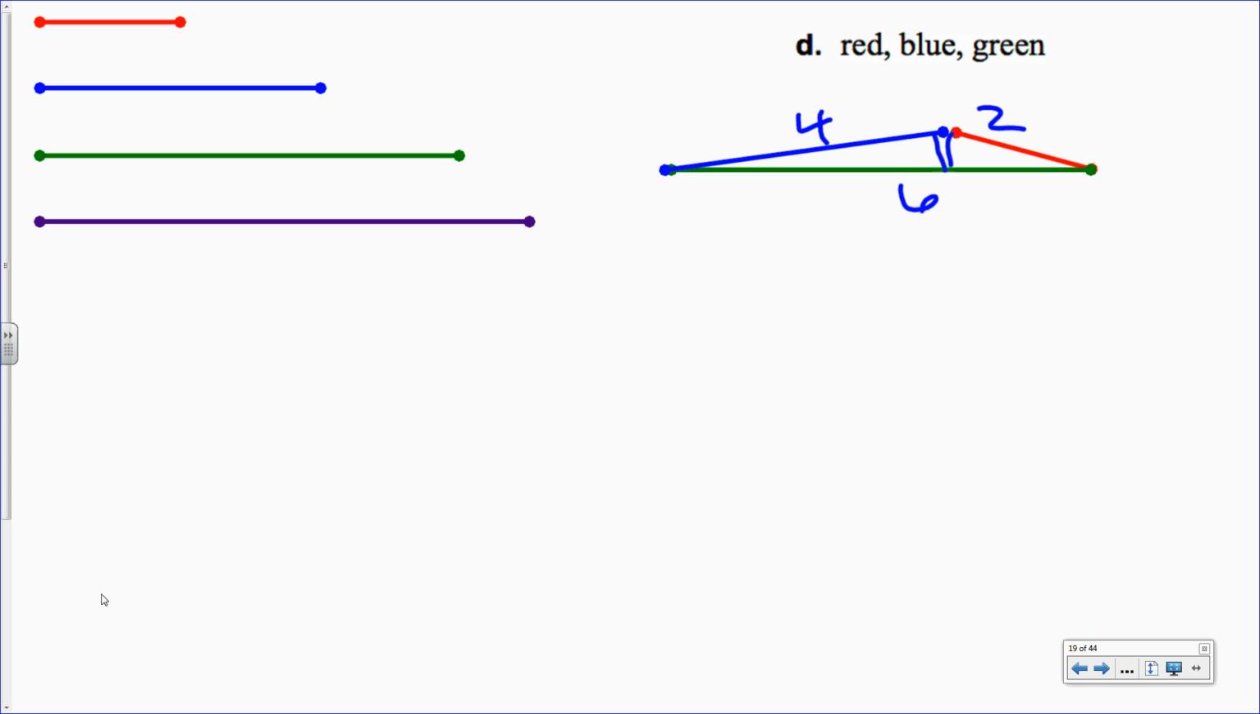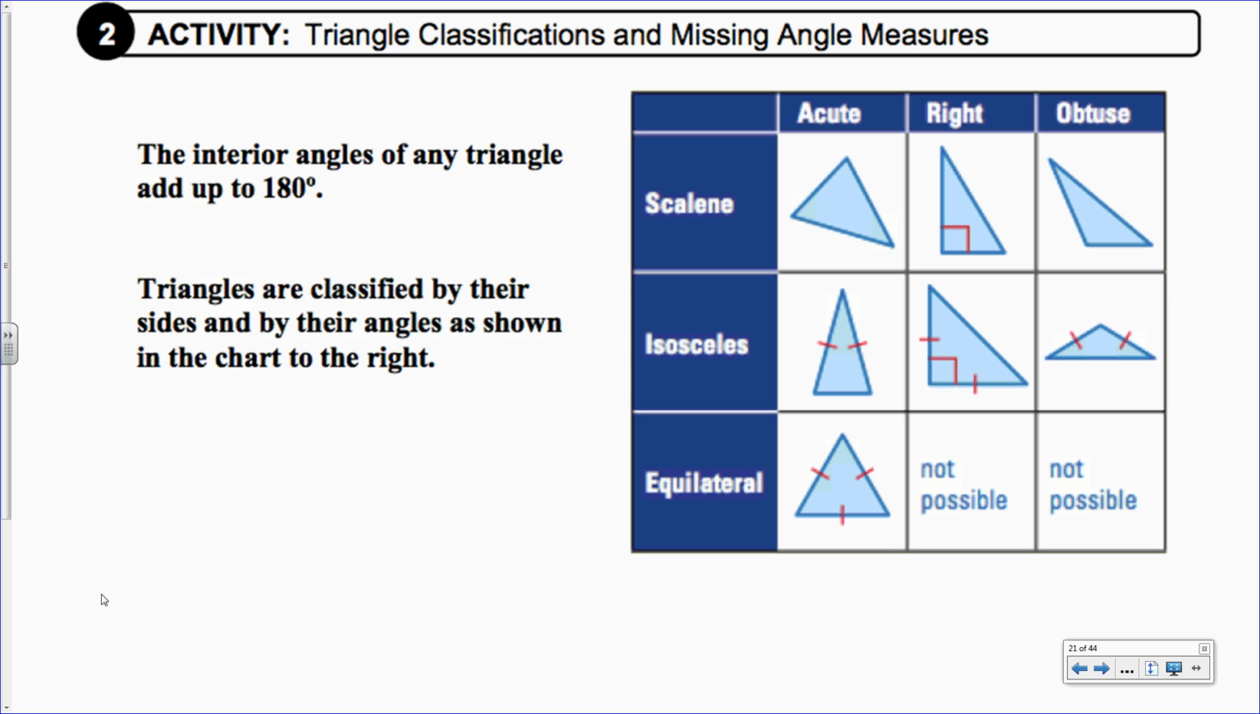The two smaller ones have to add up to more than the bigger one. So this one is also not possible. So just getting you thinking about how to make triangles. Now we're going to look at your paper, and we're going to identify some triangles.